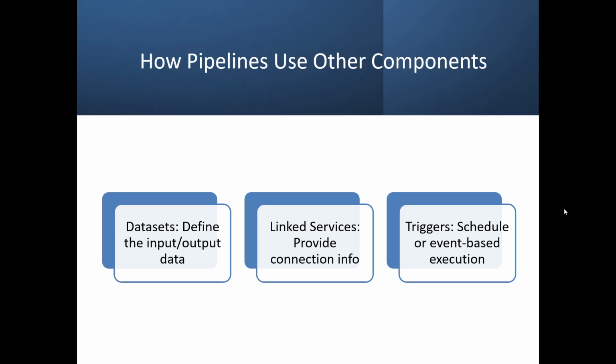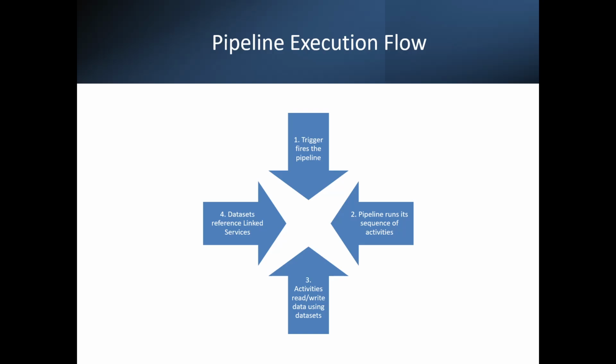So what's a pipeline execution flow? First, a trigger initiates the pipeline. Then the pipeline executes its activities in the order defined. Third, activities read and write using datasets. And fourth, the datasets are linked to linked services. And you can monitor your execution in real time in the Monitor tab of ADF.